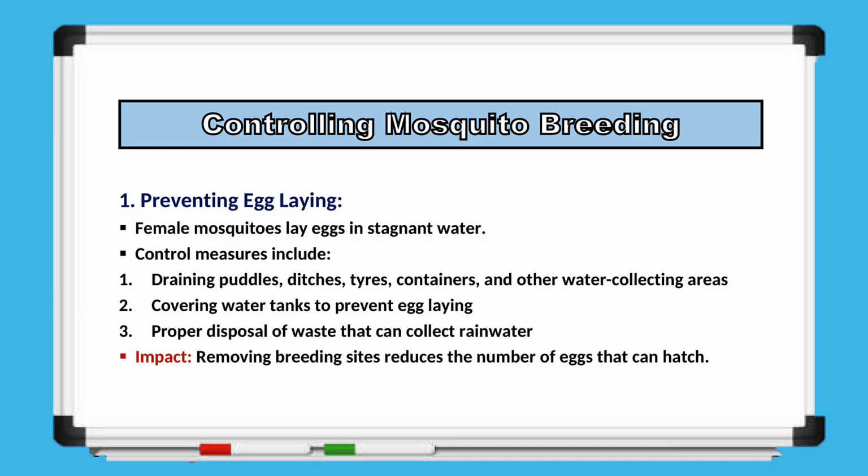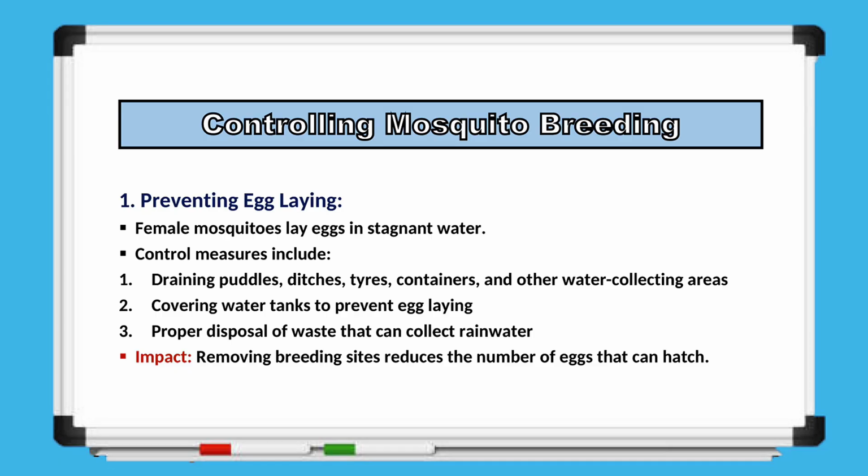Again, if we look at the life cycle of a mosquito, we can see how mosquito breeding can be controlled at each stage, starting with preventing egg laying. Female mosquitoes lay their eggs in stagnant water, so control measures focus on removing or protecting these sites. This can be achieved by draining puddles, ditches, tires, containers, and any other areas where water collects.